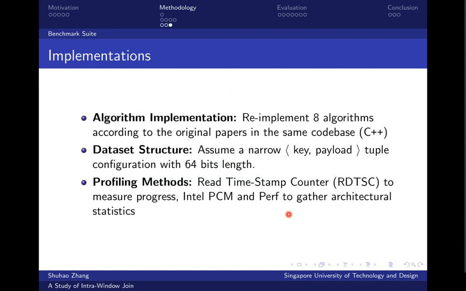To eliminate the impact of different programming languages and compilers, we re-implement the 8 algorithms according to their original papers in the same code base. We assume a narrow tuple configuration with 64 bits per tuple. This allows us to pay more attention to the join processing efficiency. We use the read timestamp counter to measure program progress with minor overhead, and use Intel PCM and perf tools to gather architectural statistics of all algorithms.